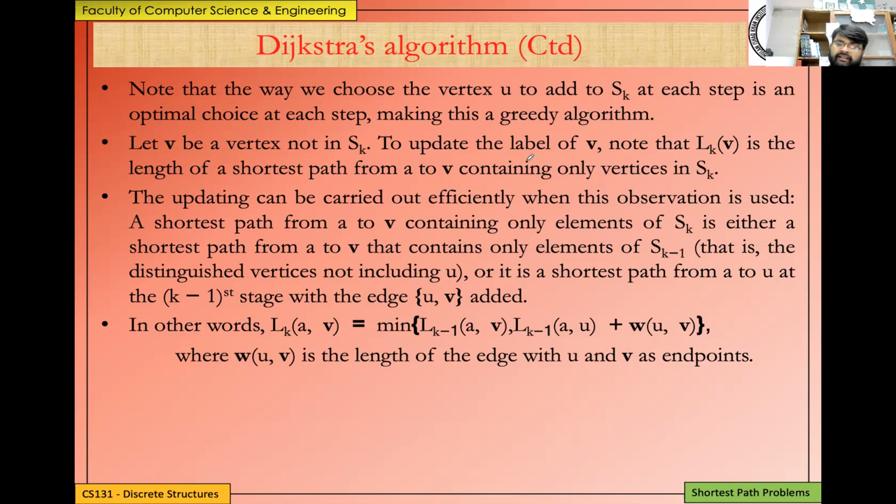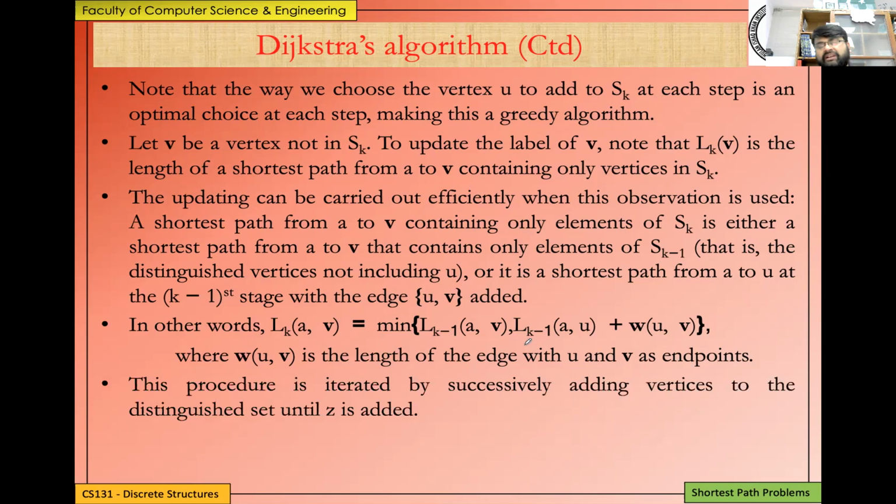L(k-1) of A to V, and L(k-1) of A to U plus the weight of the edge U and V. So you see, this is for V and this is for U. From U to V, we are trying to reach now. We add the weight W(UV) to this L(k-1)(A,U) to get the new value. Whatever is the minimum of the two values will then be L(k)(A,V), where the weight of UV is the length of the edge with U and V as its endpoints. We'll see in an example how we are going to apply this.